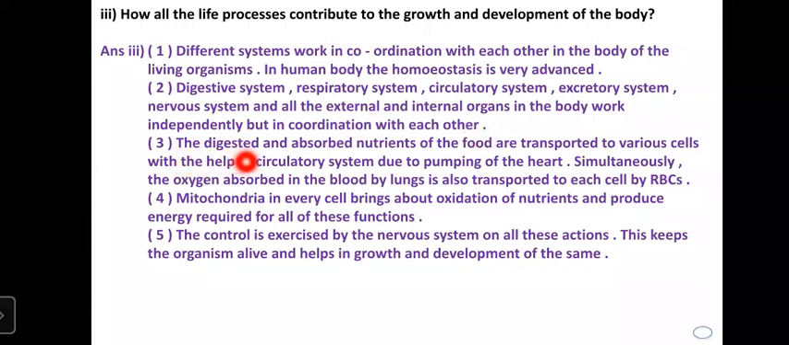See the third point: digested and absorbed nutrients of the food are transported to various cells with the help of the circulatory system due to the pumping of the heart. Simultaneously, the oxygen absorbed in the blood by the lungs is also transported to each cell by RBC. Fourth point: mitochondria in every cell bring about oxidation of nutrients and produce the energy required for all of these functions. Fifth point: the control is exercised by the nervous system on all of these actions. This keeps the organism alive and helps in its growth and development. So these are the 5 points expected for this question.